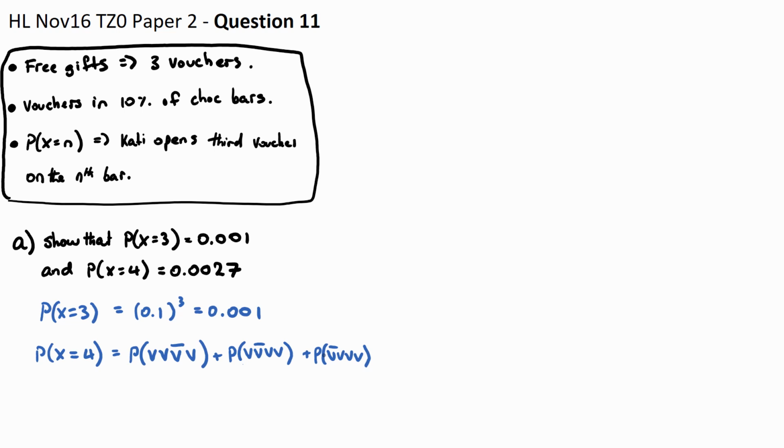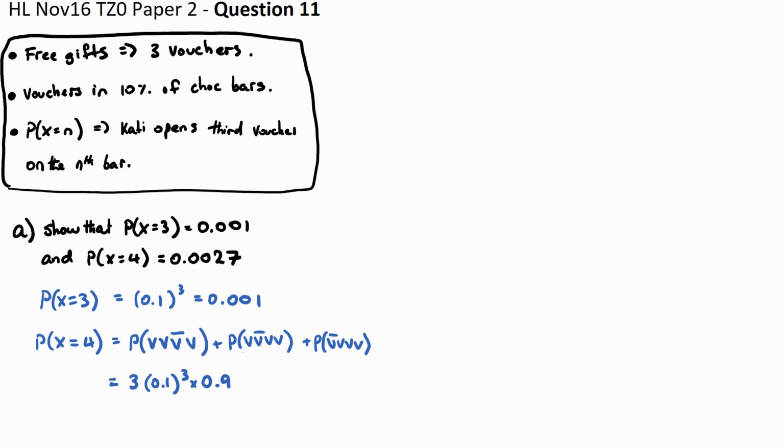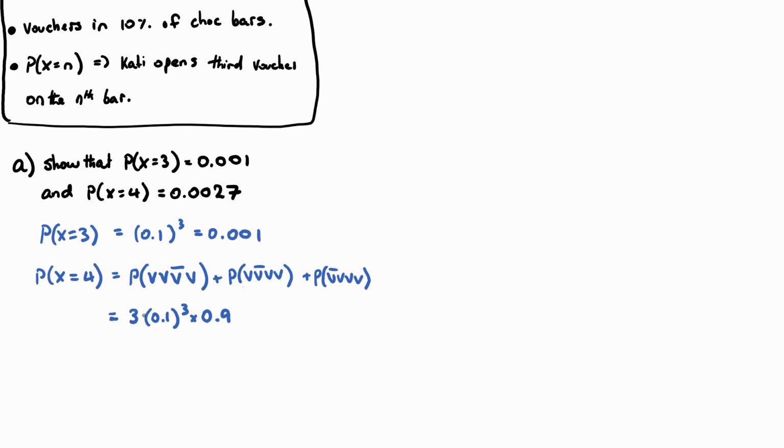Now, if you're familiar with Pascal's triangle, you would know that there are some combinations here of this occurring. So that's why there were 3 combinations. Now, what this will equal is there's 3 of them, and these 3 all have the same probability. It's going to be 0.1 cubed because we got a voucher 3 times, but also one of them was a non-voucher, which is very likely. It's 90%. So it's going to be this equation here.